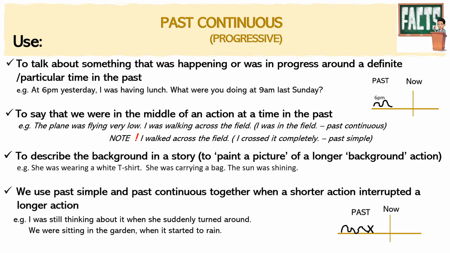And the last one, we use both past simple and past continuous when a shorter action interrupted a longer action. For example, I was still thinking about it when she suddenly turned around. So the action that interrupted it is in the past simple. We were sitting in the garden when it started to rain.